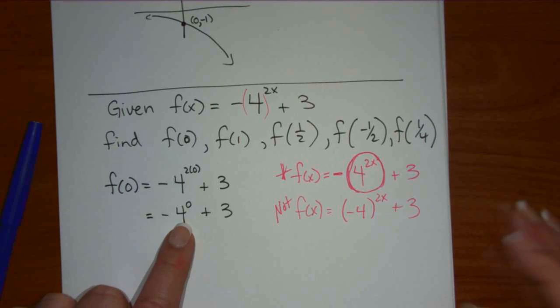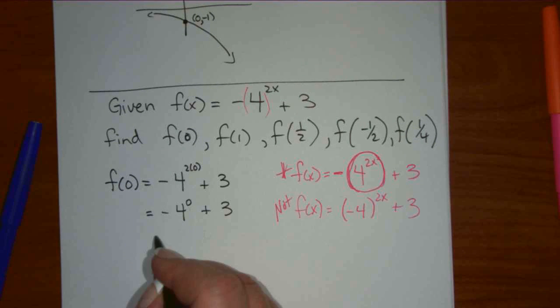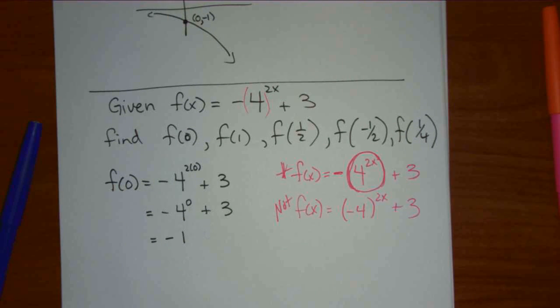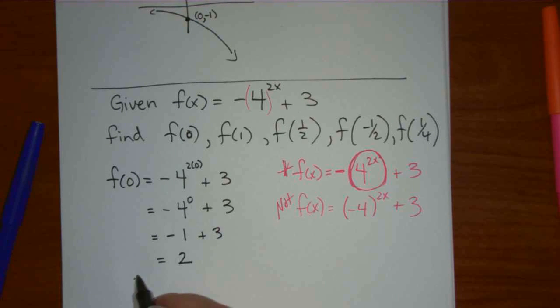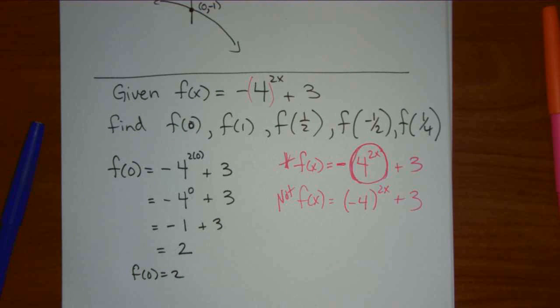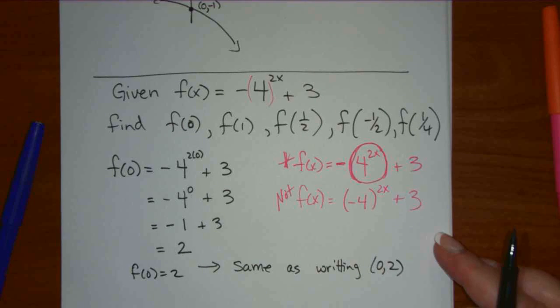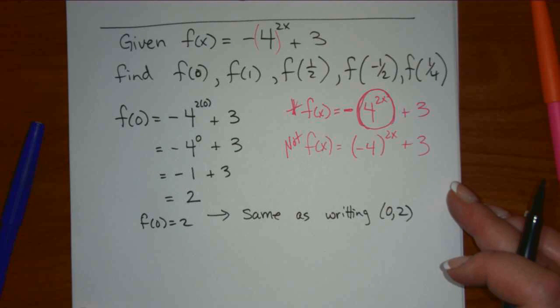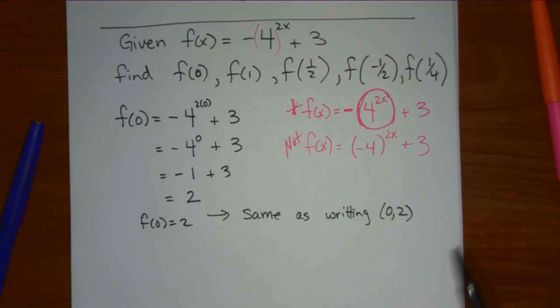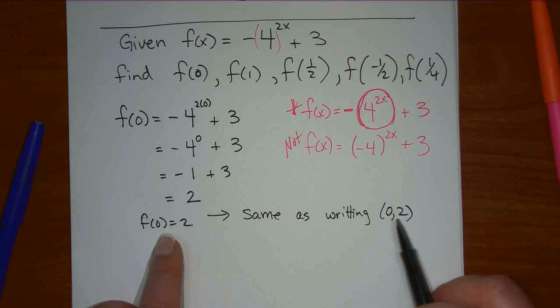So what's 4 to the 0? 1, and we still have a minus in front. Plus 3 is 2. So f of 0 is 2. And when you see something like this, f of 0 is 2, this is the same as writing a point, 0, 2. So it's just a different way to write a point. And you can always write your points that way if you wanted to. It means the exact same thing. It's just a different way to write it.